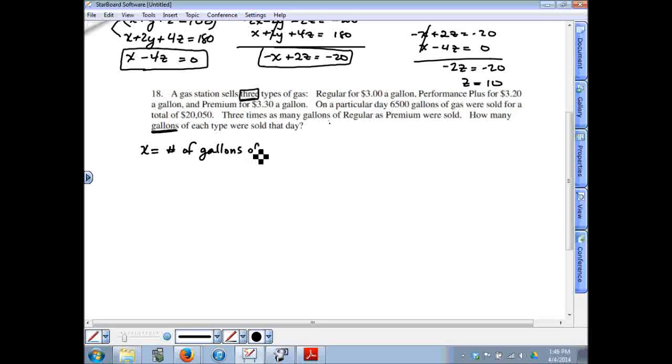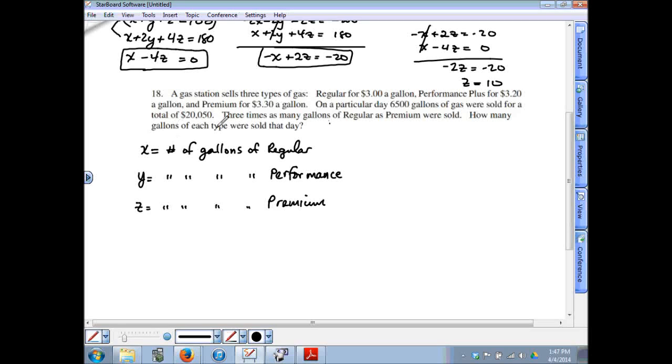of gallons of regular, y then would be the number of gallons of performance, and then z would be the number of gallons of premium. So define the variables. Now we have to start setting some equations.